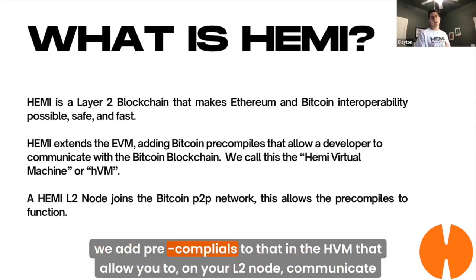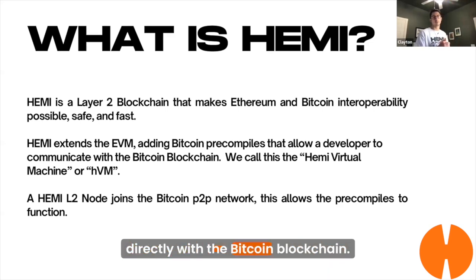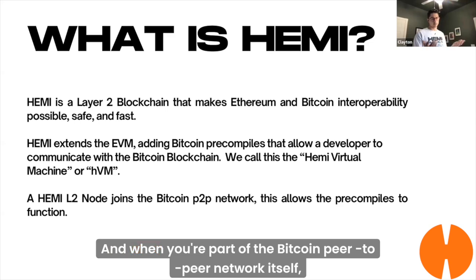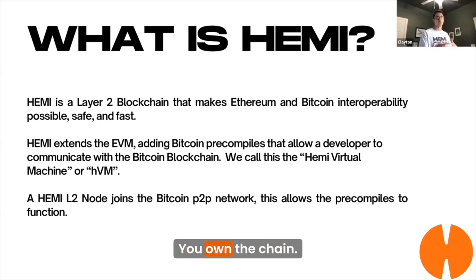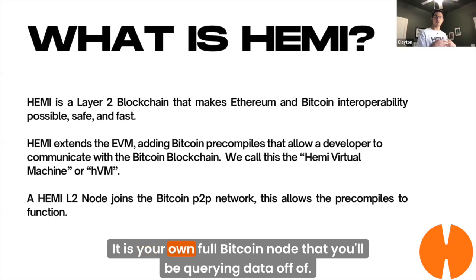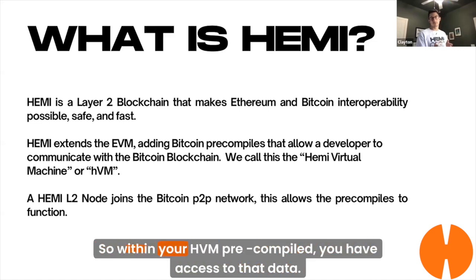And we add pre-compiles to the HVM that allow you, on your L2 node, to communicate directly with the Bitcoin blockchain. When you're part of the Bitcoin peer-to-peer network itself, you're not relying on any third party like an oracle or trusted entity to do so. You own the chain. It is your own full Bitcoin node that you'll be querying data off of. So within your HVM pre-compiles, you have access to that data.